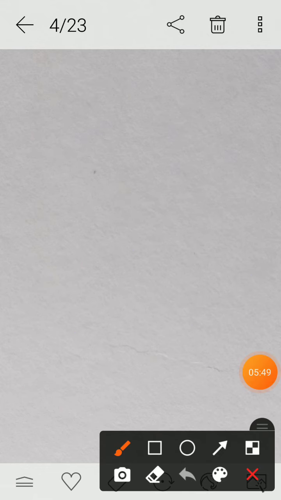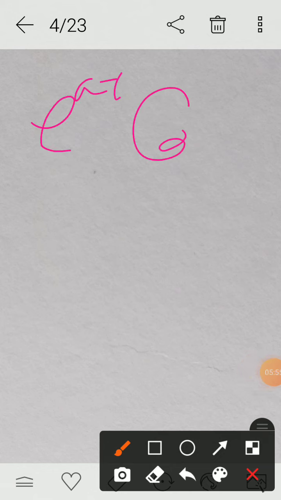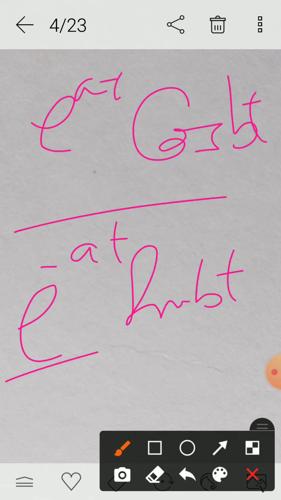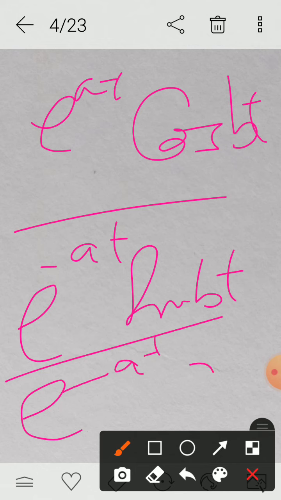In the similar way, e^(at) cos bt, e^(-at) sin bt, e^(-at) cos bt. Such types of problems you can solve with the help of the second property of Laplace transform, that is, the first translation or shifting property.